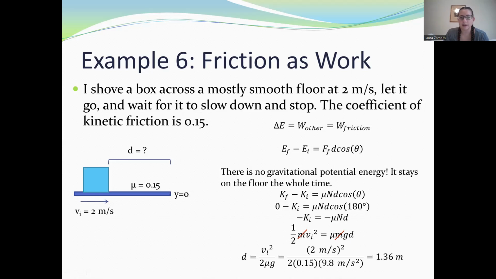We're looking, in this case, for the distance that it traveled, or the displacement. To find that, we have the 1/2 v squared, and then we divide both sides by mu and g. Our initial speed is 2 meters per second. We need to square that, divided by 2, divided by that coefficient of friction, divided by 9.8 meters per second squared. That gives us a displacement of 1.36 meters. Any questions about this example?